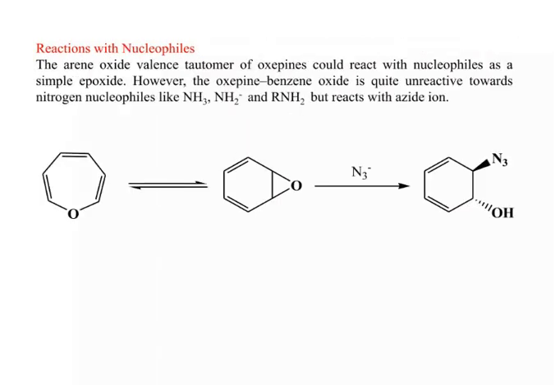Reaction with nucleophiles. My friend, the arene oxide valence tautomer of oxepine could react with nucleophiles as a simple oxide. Note it down. However, the oxepine-benzene oxide is quite unreactive towards nitrogen nucleophiles like NH3 or NH2 minus, but reacts with azide ion. So, oxepine converts to benzene oxide and then ring opens.